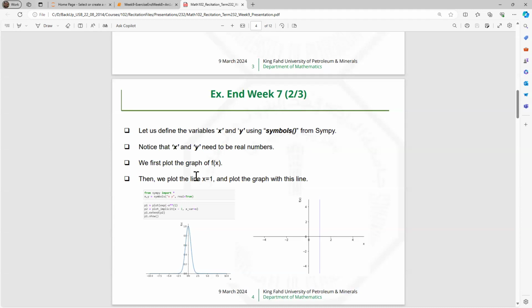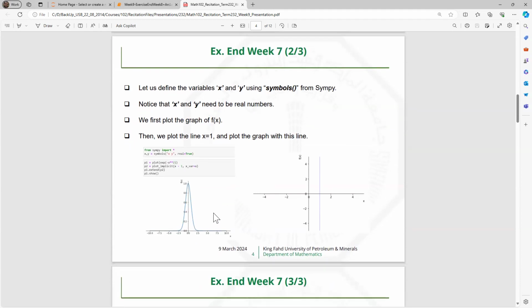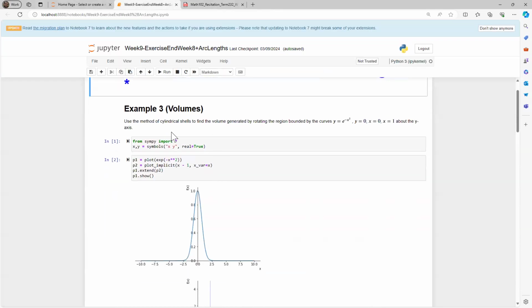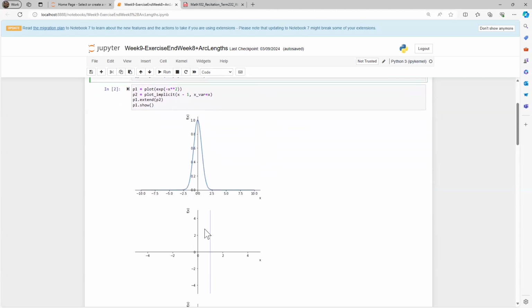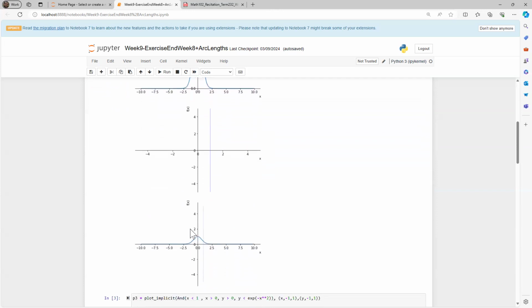We'll plot the graph of f of x, and then we plot the line x equals 1 and plot the graph with this line. So this is what you see in slide number 4. This is the plot of e to the power minus x squared, and here is the line x equals 1. For the Python file, here it is. Notice that we imported everything from SymPy to avoid any problem. P1 is the plot of the function e to the power minus x squared, and P2 is the plot of x equals 1. Okay, and we extended the 2 plots over each other.